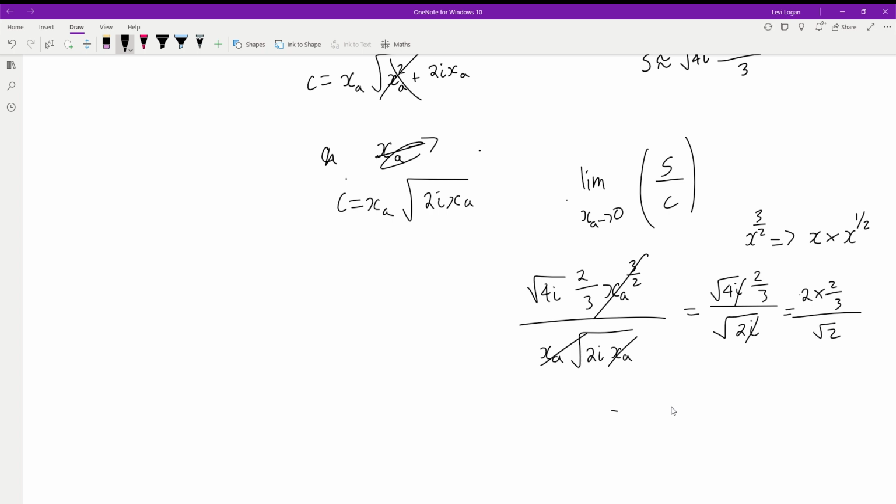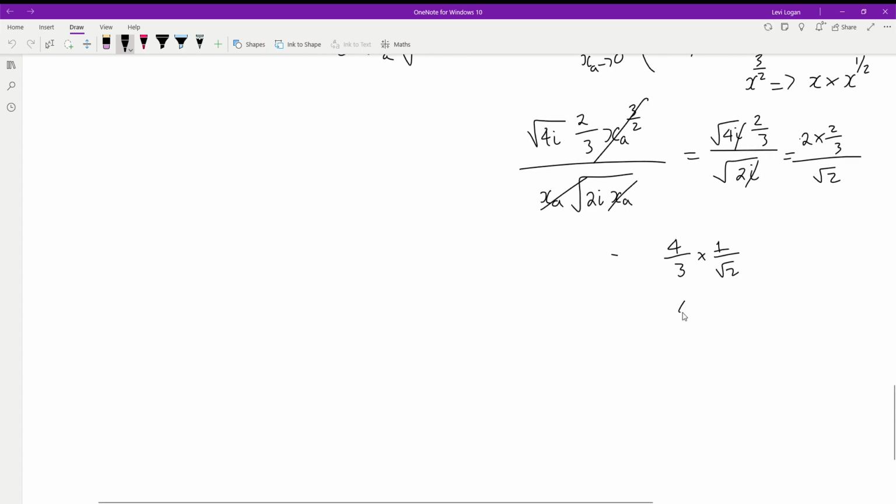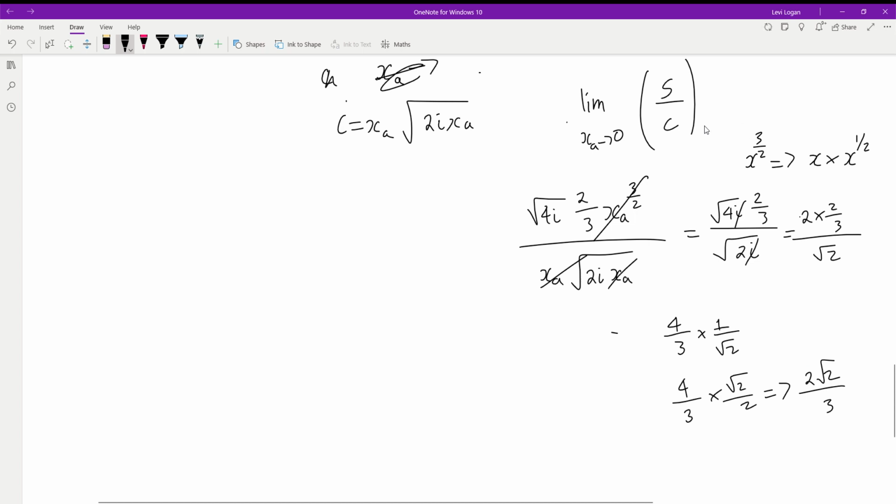So what we're left with is 4 over 3, multiplied by, since it's divided by the square root of 2, multiplying by 1 over root 2. 1 over root 2 is the same as the square root of 2 over 2, if we rationalize it. So we have this here, multiplied by root 2 over 2. So cross cancel, we have basically 2 root 2 over 3. So this is the ratio of S over C.